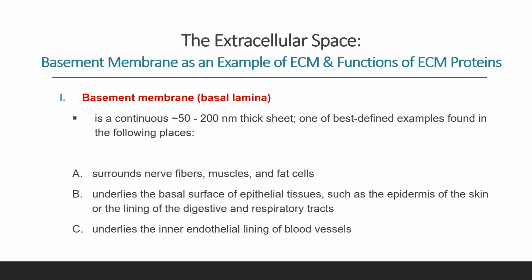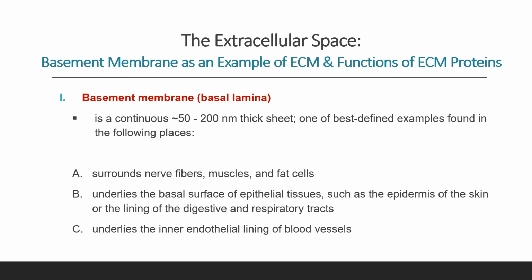So the basement membrane is an example of ECM and functions of the ECM proteins. Basement membrane is also known as your basal lamina. It is a continuous 50 to 200 nanometers thick sheet, and this is actually one of the best defined examples found in the following places. It actually surrounds your nerve fibers, muscles, and fat cells.